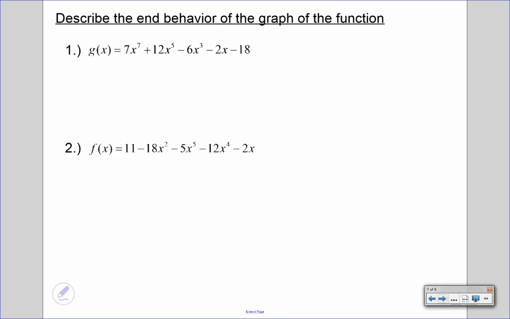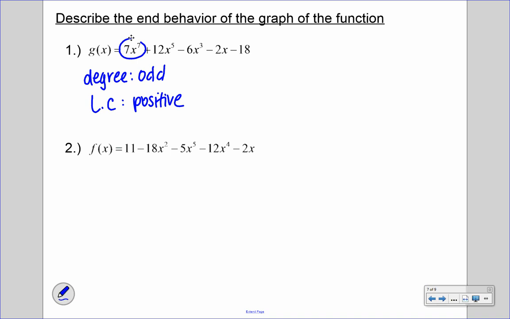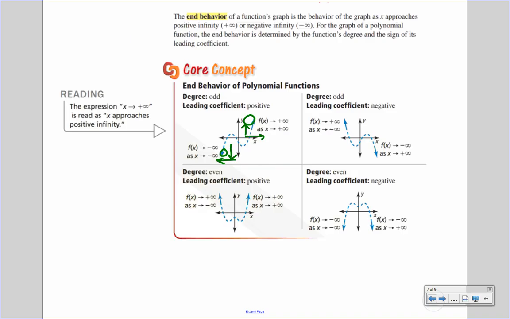If we look at the first one, the highest degree is 7. So our degree is odd, and our leading coefficient is positive. So we're going to go back to this chart and look for odd positive, and that's our first one. So our end behavior are these two pieces of information. So we're going to take those pieces of information and write them down.